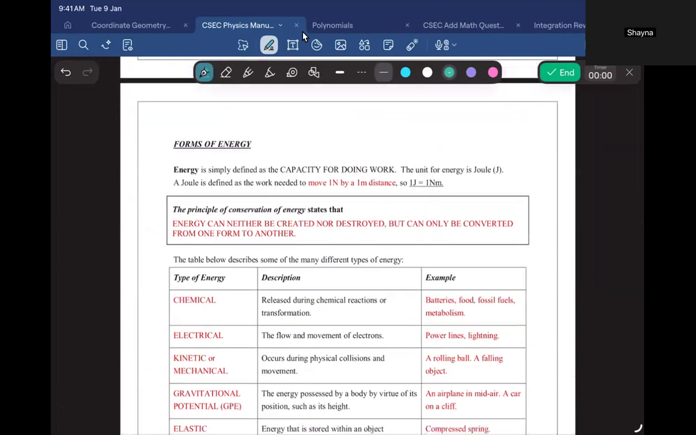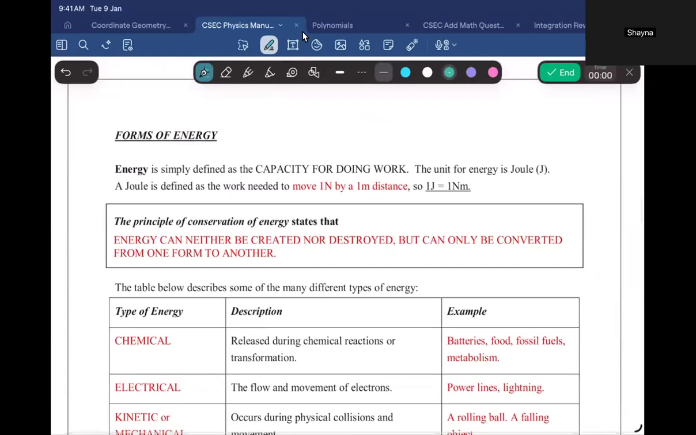So, forms of energy. This is stuff to read, so we could go through this quickly. You need to know what energy is. Believe it or not, sometimes they ask you to state the definition of energy. Energy is simply defined as the capacity for doing work. The unit for energy is joules. A joule is defined as the work needed to move 1 Newton by a 1 meter distance. So the SI unit and the fundamental unit for joules is Newton meter.